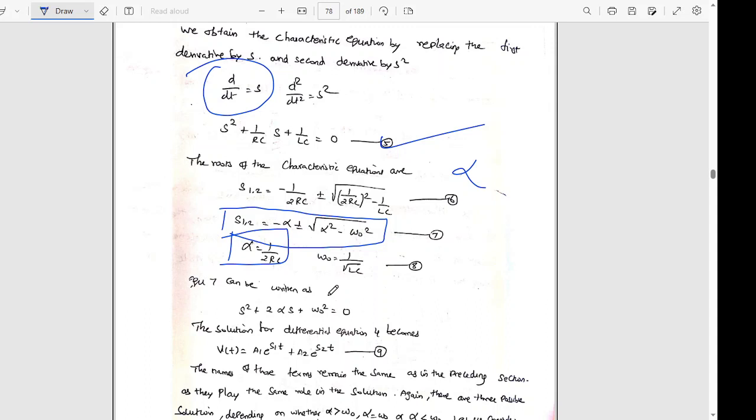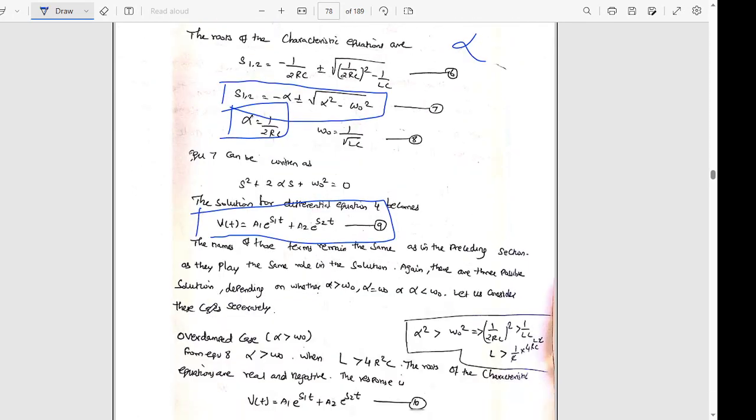If you see the equation for three cases, underdamped, overdamped and critically damped, it will be same, but instead of current here we'll be using voltage. There in series the current was same, here the voltage is same. So V of t equal to A1 e power S1t plus A2 e power S2t. This is a solution for the differential equation.